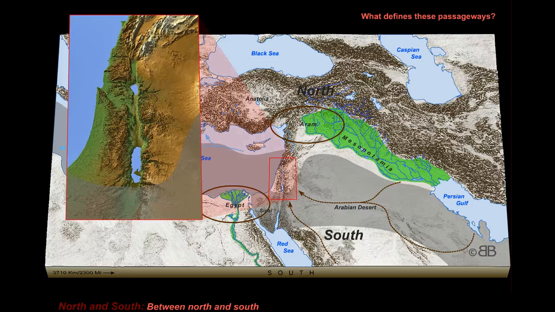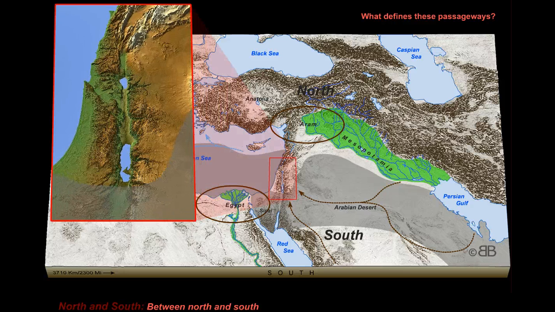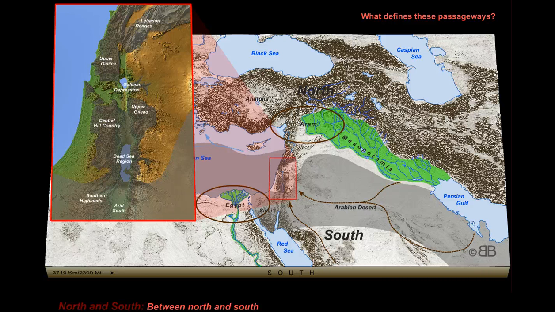Geological tension along the land bridge produces areas of difficulty: Lebanon's high ranges, Upper Galilee, obstacles in the Galilean Depression, the Central Hill Country, Upper Gilead and the Dead Sea region, the Southern Highlands, and the arid South. These difficulties define passageways or imperial highways which link the region of Aram and adjacent powers in Mesopotamia with Egypt in the Nile Valley beyond the northern Sinai Desert.